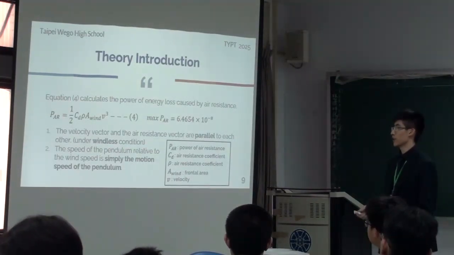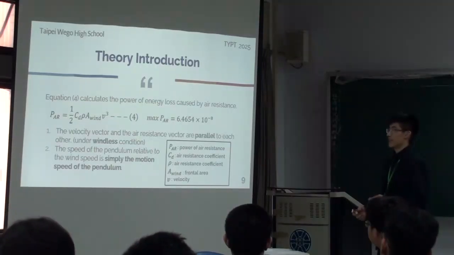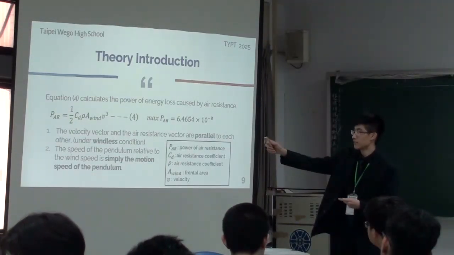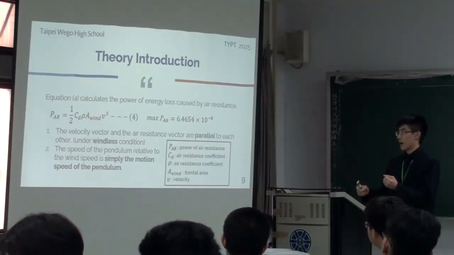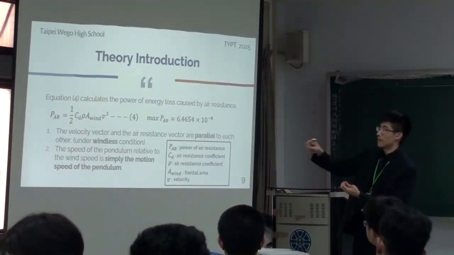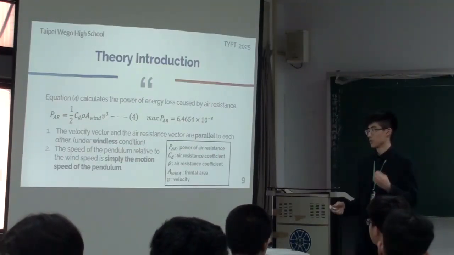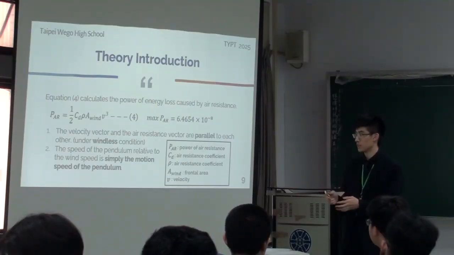As for equation 4, we calculate the power of energy loss caused by air resistance. The conclusion is that the velocity vector and the air resistance vector are parallel to each other, under the windless condition. And the speed of the pendulum relative to the wind is simply the motion speed of the pendulum.